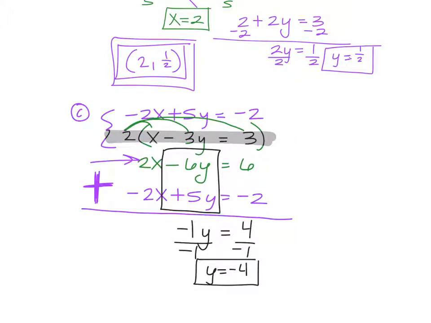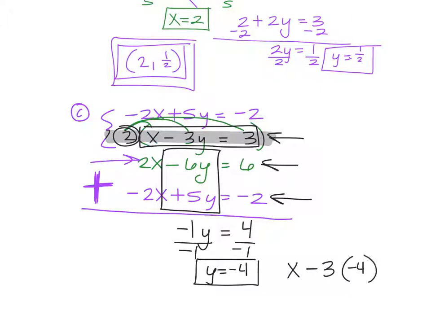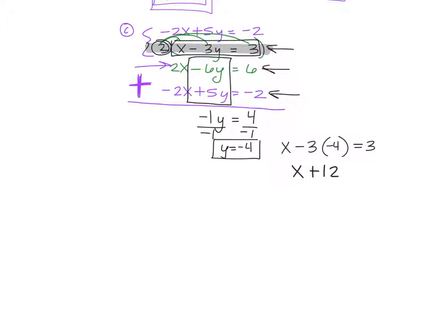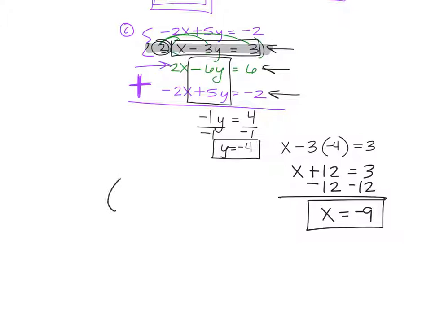Okay, now you're gonna go back and plug that in. Now, just be careful. If you plug it into this one, that's great, but don't do anything with that 2, okay? You may plug it into this one, you may plug it into this one, or you may plug it into that one. Now you have 3 equations, essentially. I would plug it into the x minus 3y, so x minus 3 times your y value, -4, equals 3. So that's x plus 12 equals 3. So take away the 12, and x equals -9. So your answer is -9, -4.